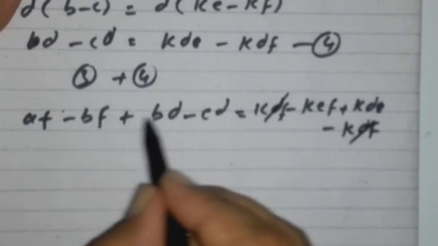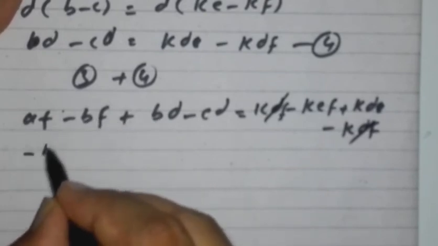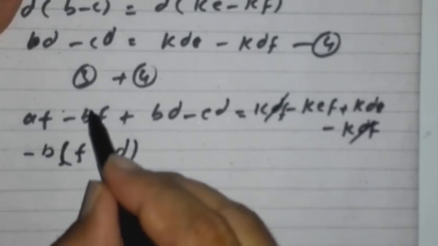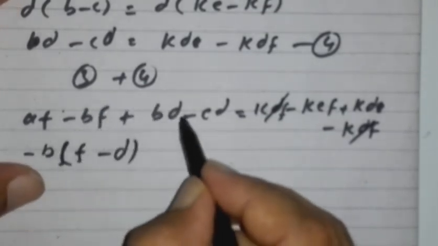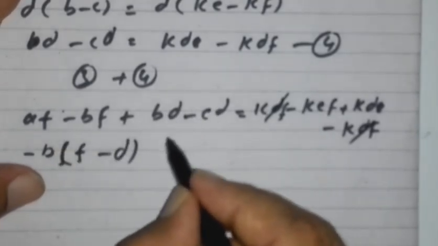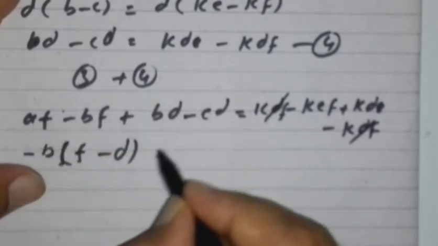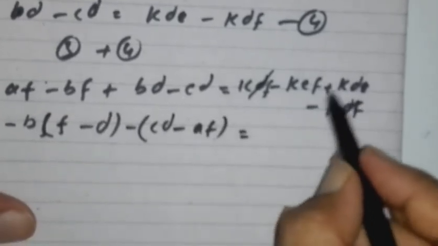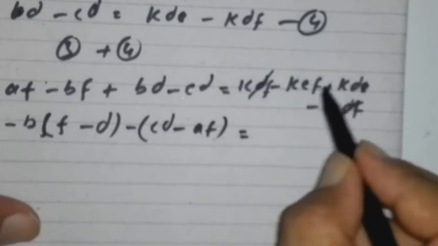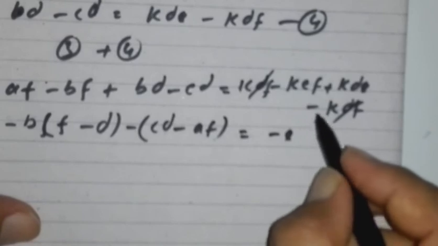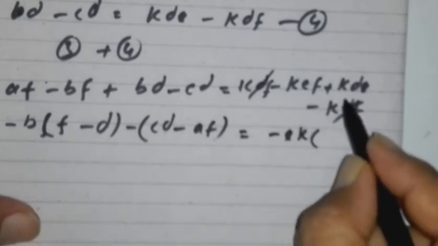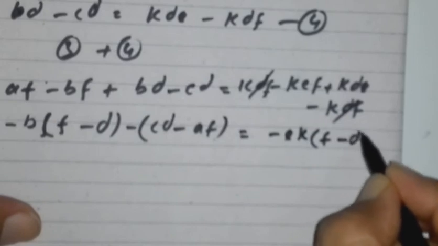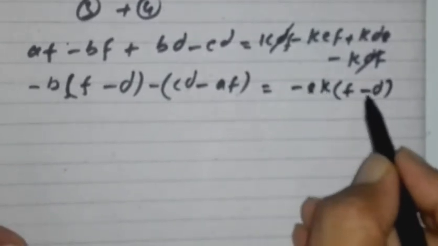Now take minus b common from these two terms. So here remains, this will become plus f and this will become minus d. And similarly take minus c common from these two terms. So it will become plus cd and it will become minus af equals to, here take ke common, minus ke common. So what remains here? Here remains f minus d.